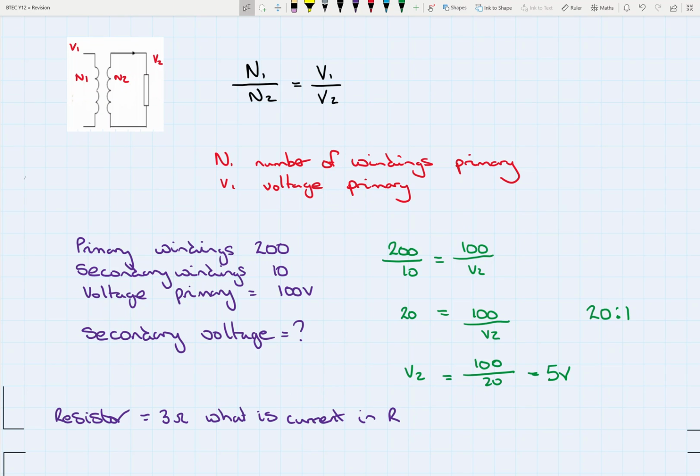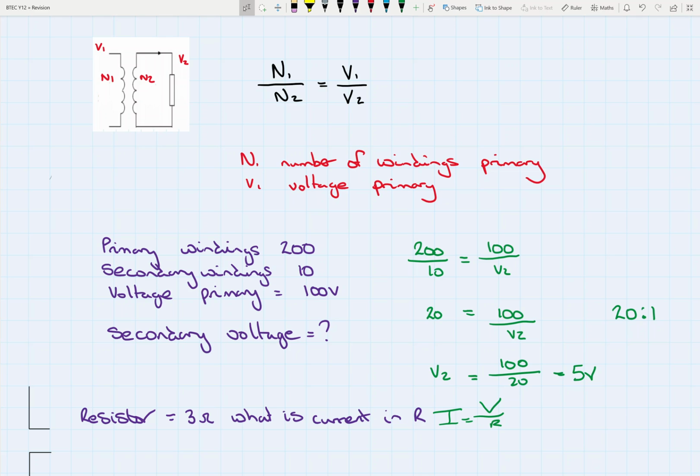Okay, one final thing before we move on to another example. If we say that the resistor that we've got just here is a 3 ohm resistor, we can work out what the current is in that resistor. Beg your pardon, let me just pause a minute. So now I'm working on the right thing. The current is the voltage divided by resistance. So I've got 5 volts as we just worked out, and a 3 ohm resistor. So that gives us 1.67 amps flowing through that resistor there. Okay, so we'll move on to another example then.